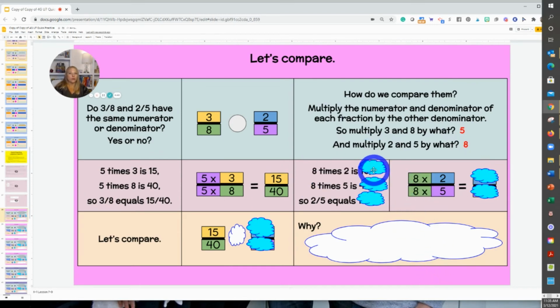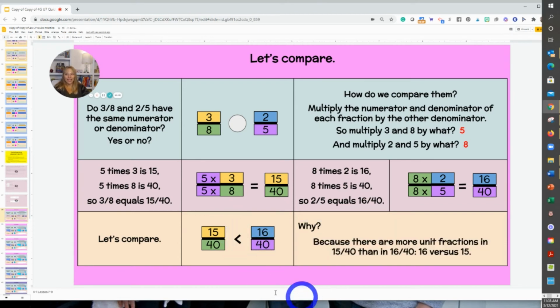8 times 2 equals, class, 16. 8 times 5 equals, class, 40. 2/5 equals then 16/40. Let's compare. 15/40 compared to 16/40. Class, less than. Why? Because 15/40 unit fractions is less than 16/40 unit fractions.